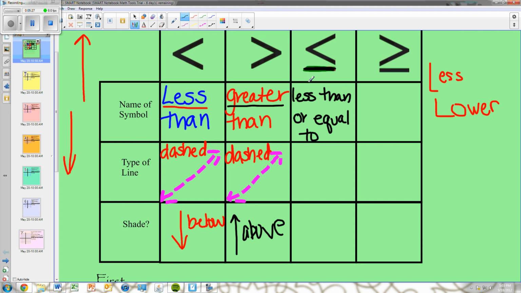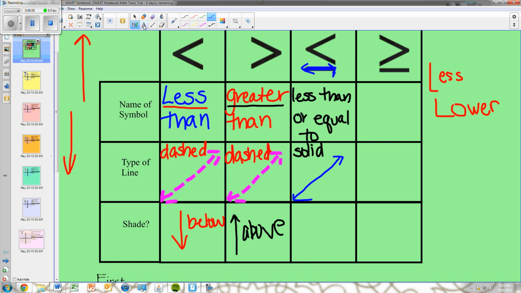If we see this symbol and it has this line underneath it like this one does, that tells us that just like this line is solid underneath here, our line on our graph is going to be solid. You can imagine this as a solid line. That may help you a little bit. So our line on our graph is also going to be a solid line. I'm going to write the word solid in here.